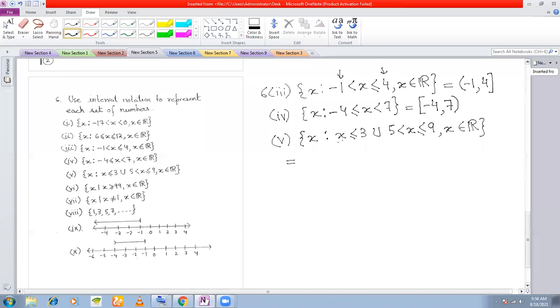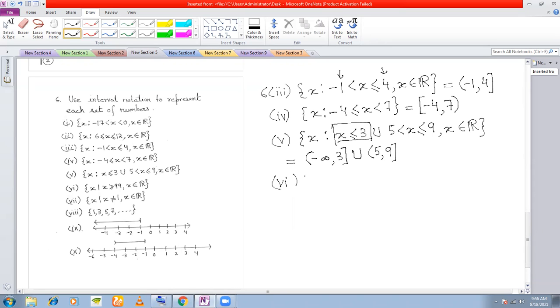What intervals? First is x less than or equal to 3. That means starting from minus infinity till 3, and because you have an equality associated with 3, you'll give a box bracket. This is the interval for the first part, and you have the next interval where x lies between 5 and 9. So x is not equal to 5, so we'll give a parenthesis, and we have a 9. So this is a union of two intervals.